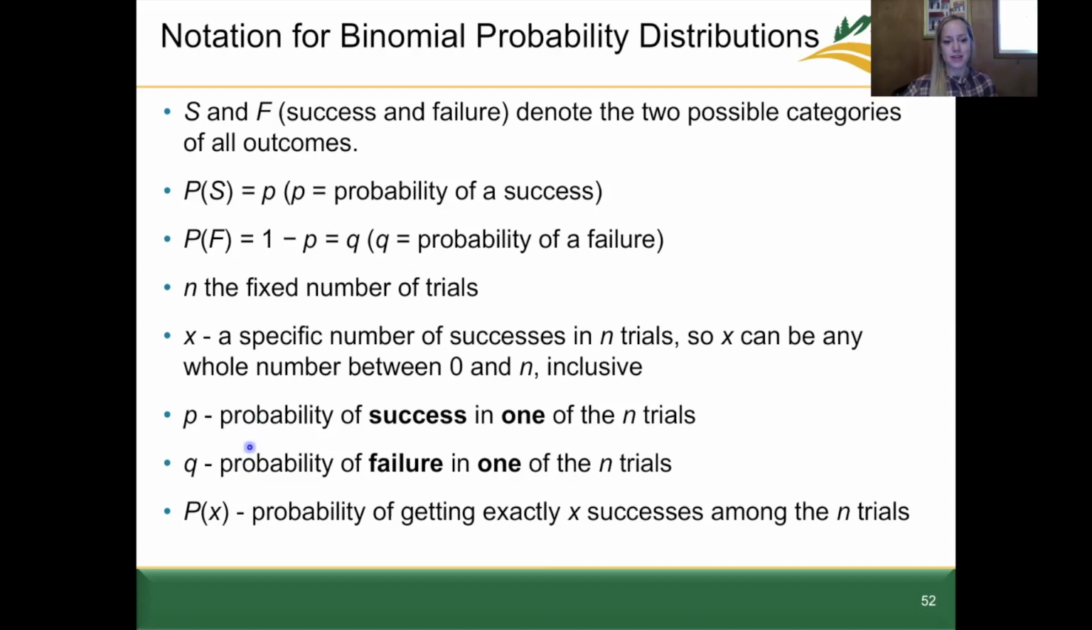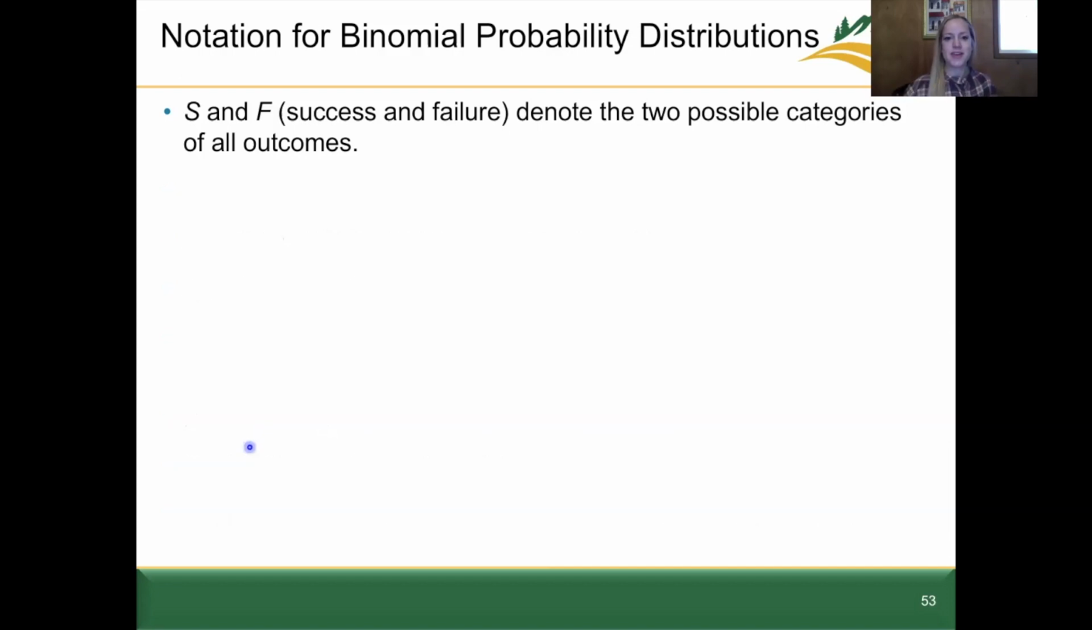We're looking at all the trials together and then how many successes we're getting, not just on an individual trial by trial basis. Remember again that requirement, each outcome has to either be a success or a failure. We can't have any other option. So these S and F denote the two possible categories of all the outcomes. Okay, so that's all our notation for binomial probability distributions. It's a lot, but we're going to practice using it.